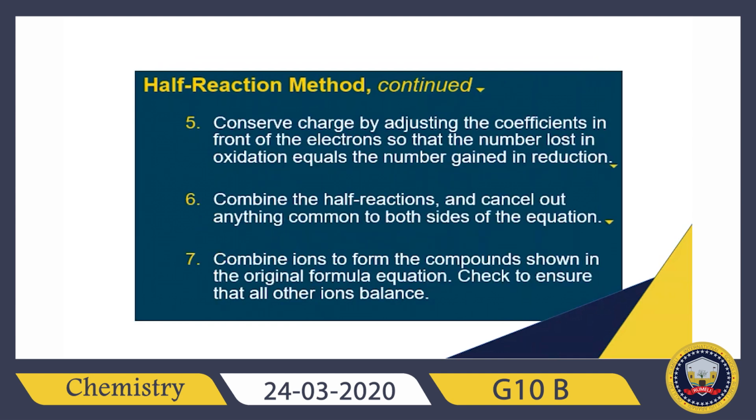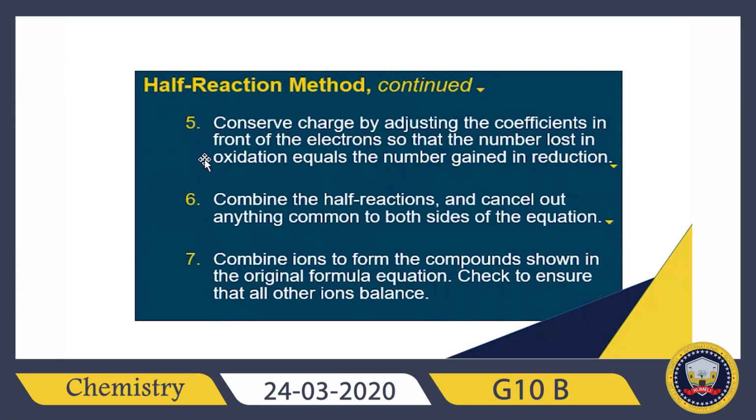So step number 5, conserve charge by adjusting the coefficients in front of the electrons so that the number lost in oxidation equals the number gained in reduction. So this step is very important, guys. Why? Because later we need to combine the half reaction for oxidation and the half reaction for reduction, and we can't do that without having the same charge for both of these reactions.